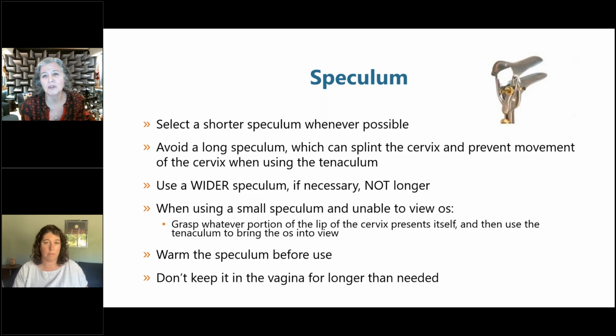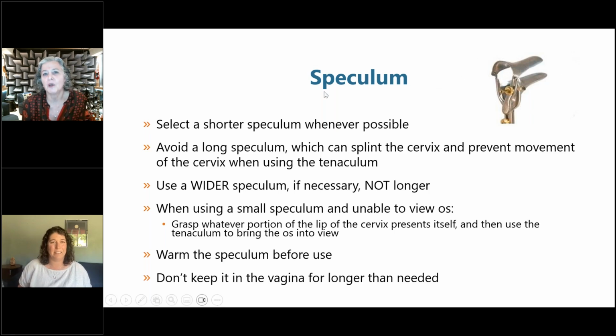And if you aren't able to view the cervix at all, but you can see maybe just a little part of it presenting itself, just a little piece sticking up, you can actually put the tenaculum on that piece of the cervix and bring it into view, which allows you to use a much smaller speculum than you would otherwise. We already talked about warm specula, but I thought I'd just put that in everywhere.